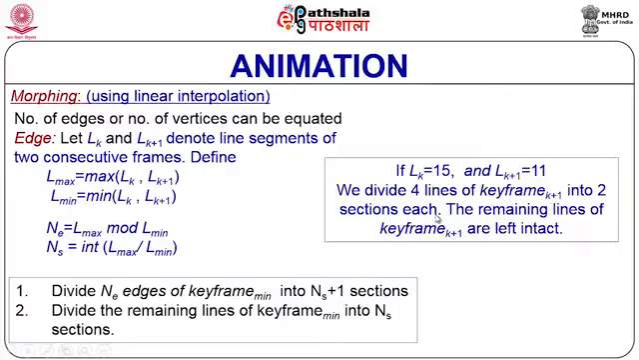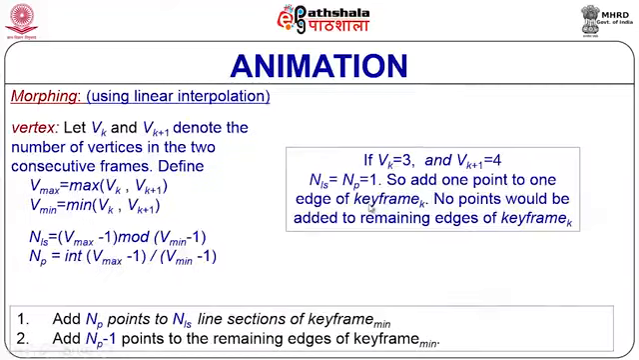Okay, once we make them into 2 sections each, now we have 4. So the difference is 4, that is why. The remaining lines of keyframe k plus 1 are intact. So what you can do is take 2 edges of the keyframe that has the lesser number of edges, and divide 2 of the edges into 2 parts each. So we get 4. Now they are matching, they have an equal number of edges for the first and the last keyframe.